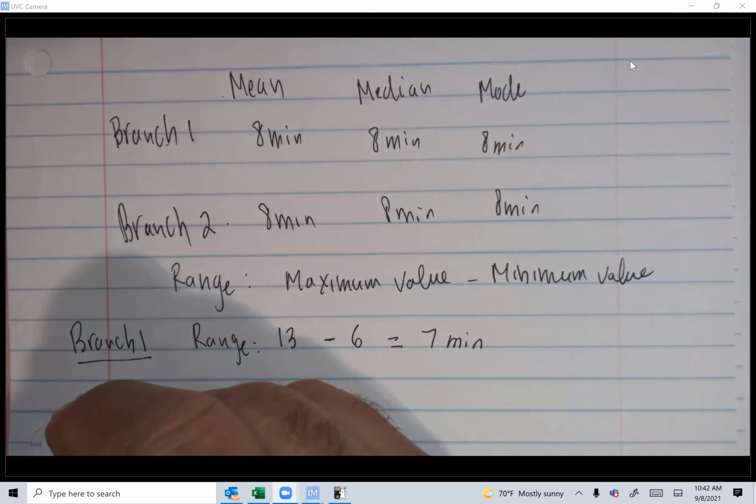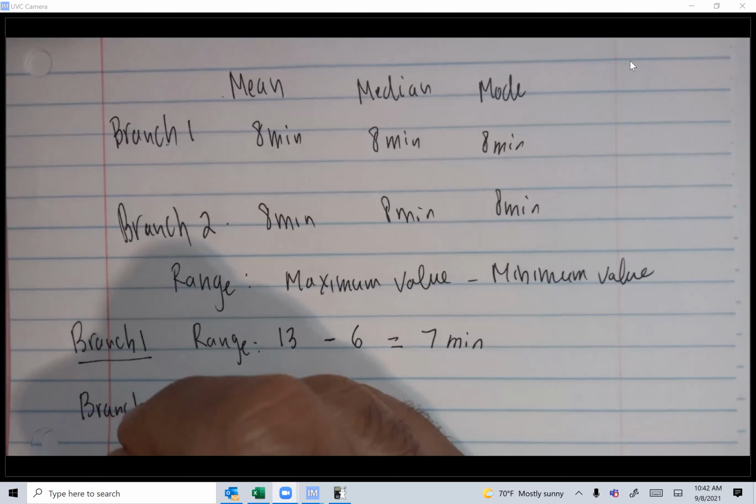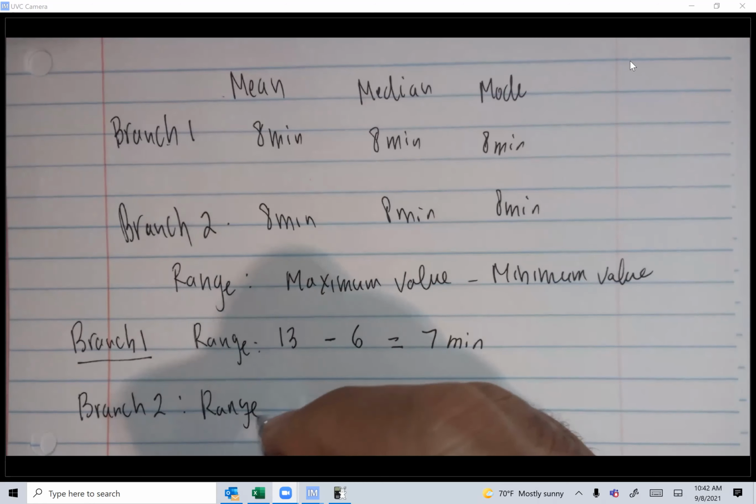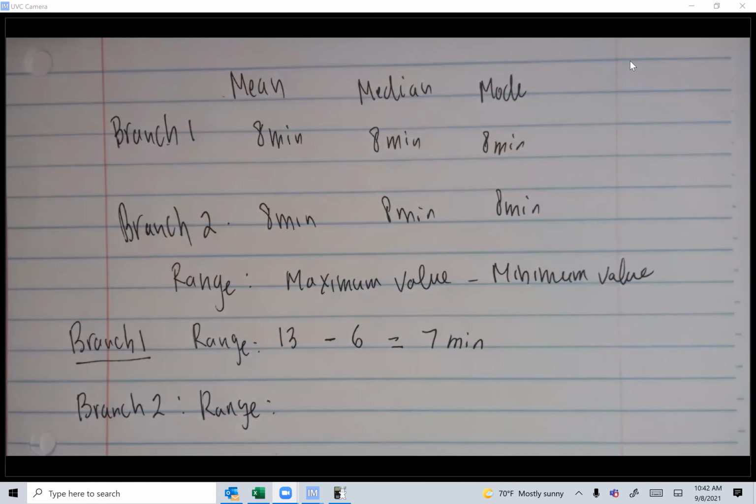Then we go to student 2 who went to branch 2 and got the data from there. I tell him, can you help us find the range of the second branch?